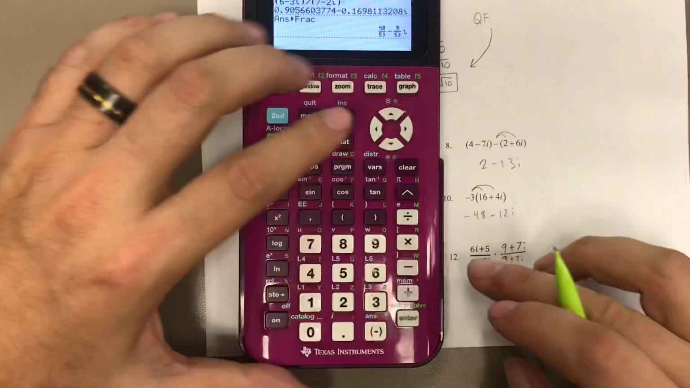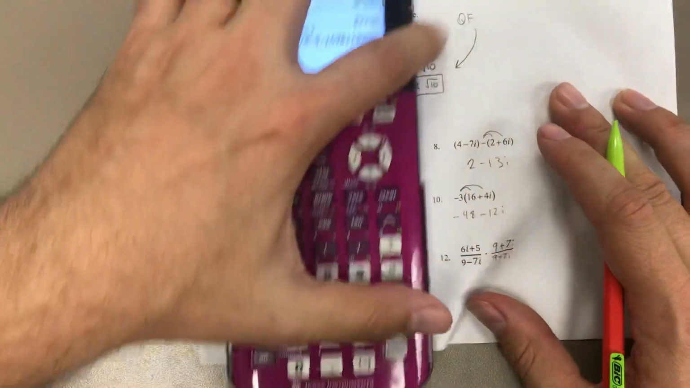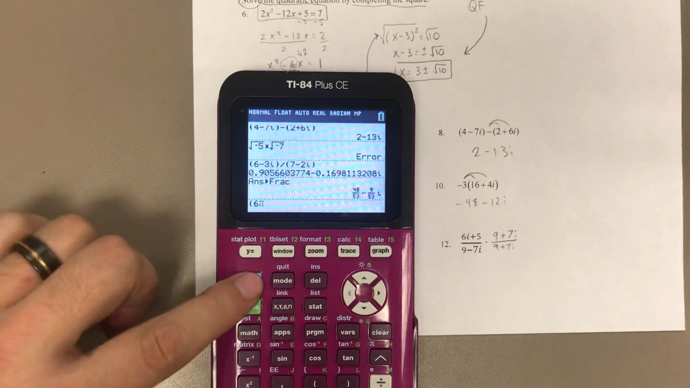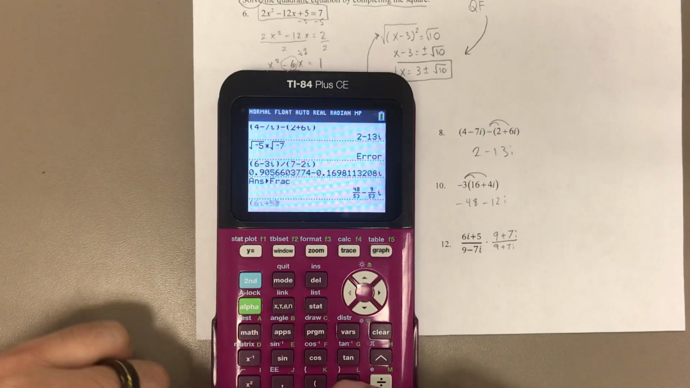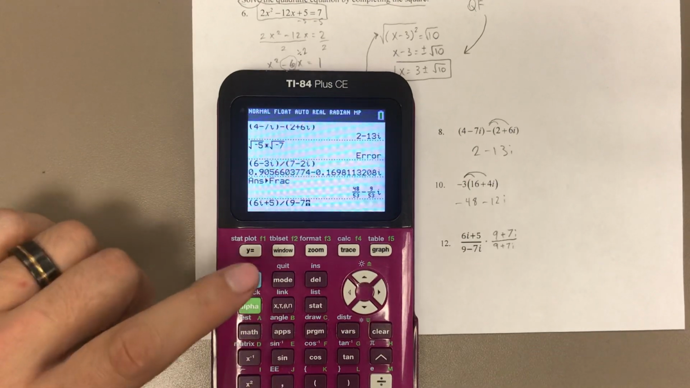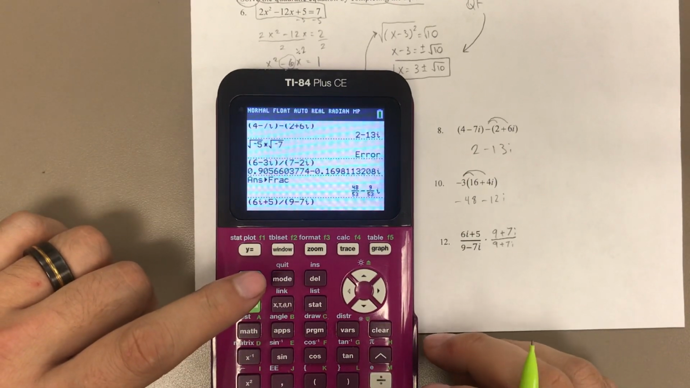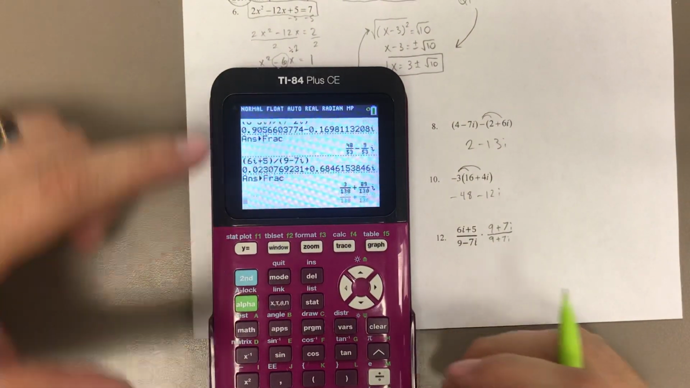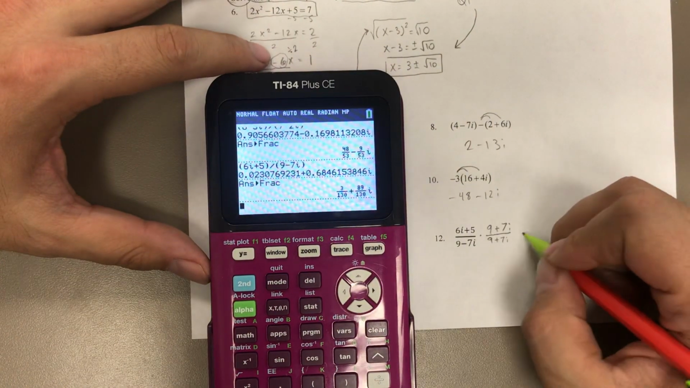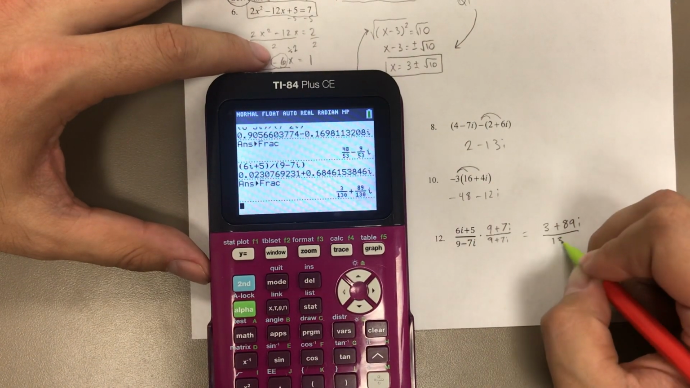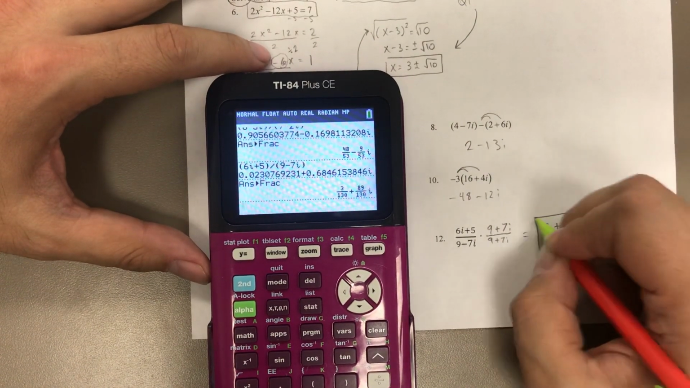If we do that same thing over here, let's type those in real quick. Let me move that down so you can see the screen. So we have parentheses 6i plus 5 divided by parentheses 9 minus 7i. And then enter, and you get another decimal value. So math, enter, enter, and we get 3 plus 89i over 130. And there's our answer for that one.